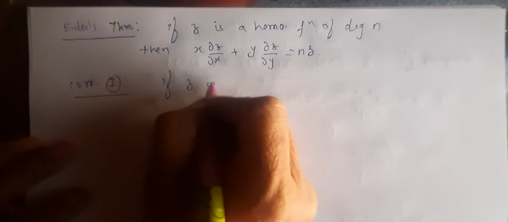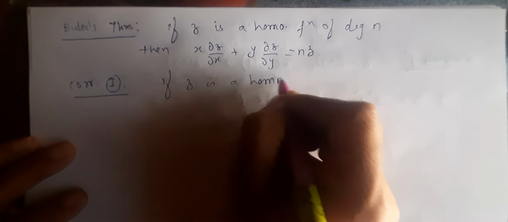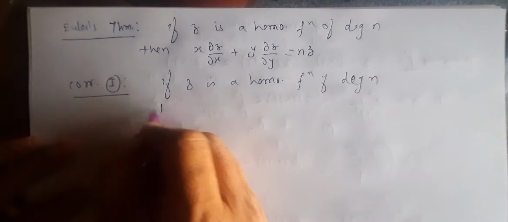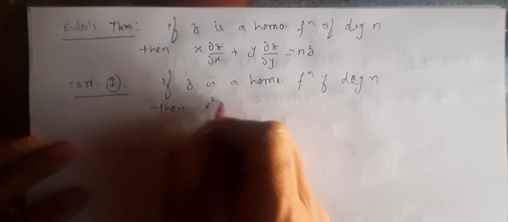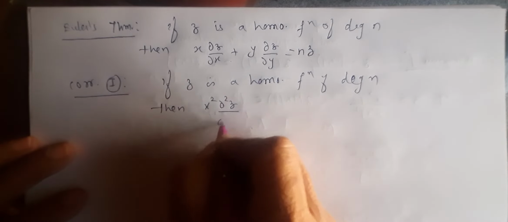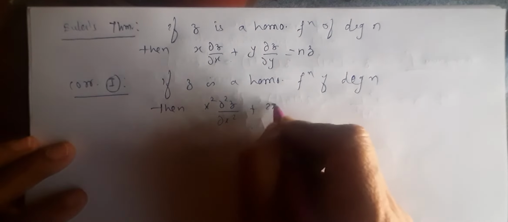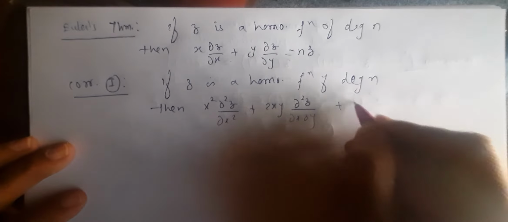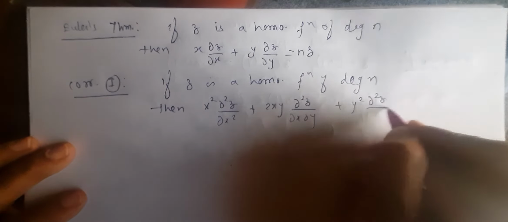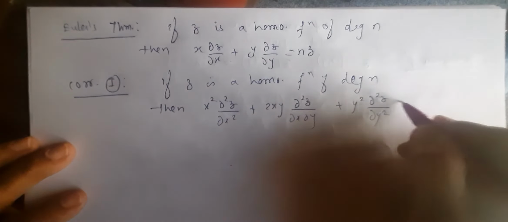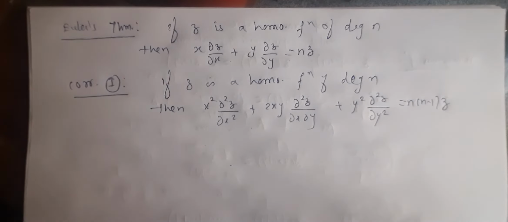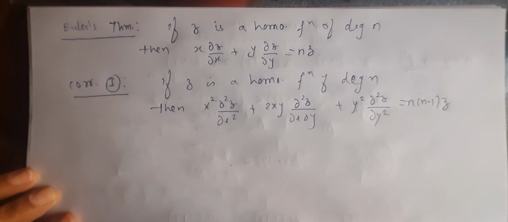Corollary 1 says if z is a homogeneous function of degree n, then x square ∂²z/∂x² plus 2xy ∂²z/∂x∂y plus y square ∂²z/∂y² is equal to n into (n minus 1) into z. Now first I will explain these two statements with the help of a simple example, then we will solve one problem.